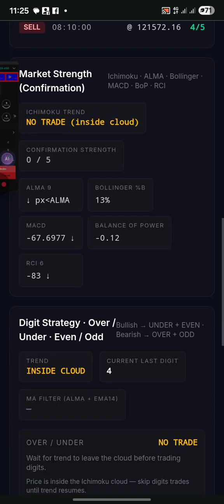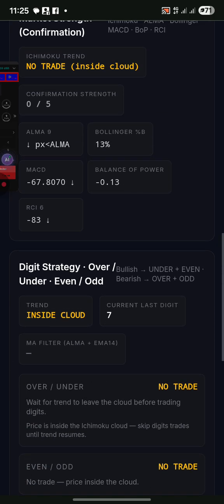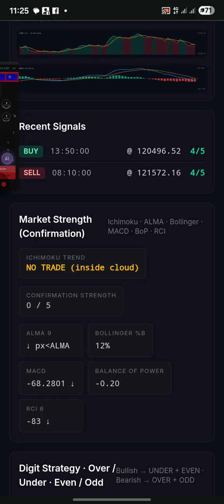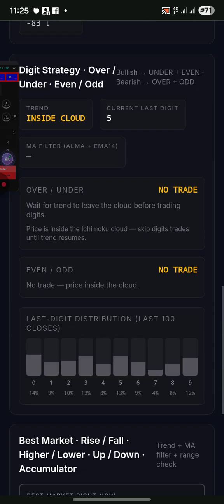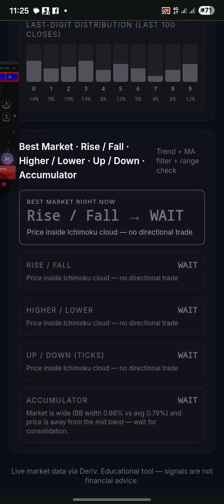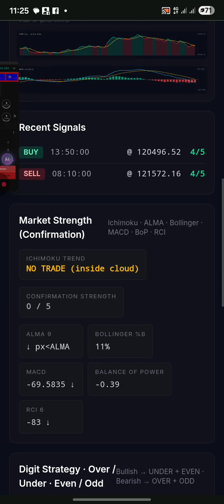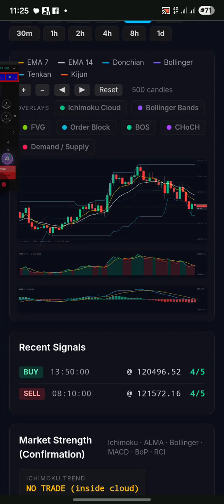Before going to get signals, it's going to give you insight if the direction of the market is inside the Ichimoku, no trade, or inside, no trade found. But if it is outside, it's going to give you the current trade you can execute. So for me, let me switch on the Ichimoku.